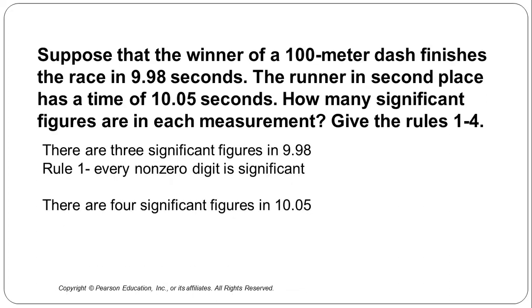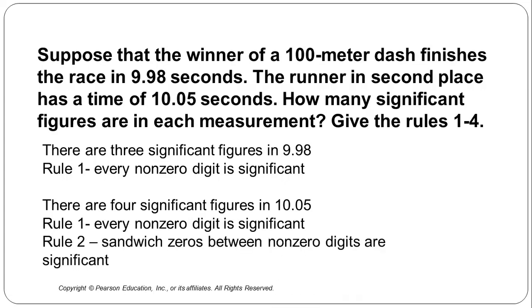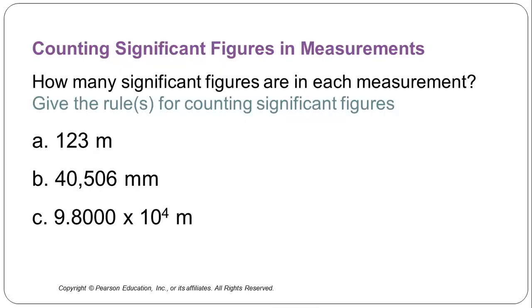Okay, so there are 4 significant figures in 10.05 because of the sandwich zeros. Every non-zero digit is significant, and then meron siyang sandwich zeros. Okay, how many significant figures are in each measurement? So give the rule or rules for counting significant figures.